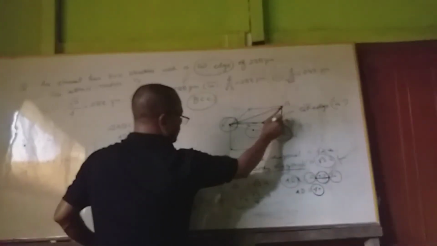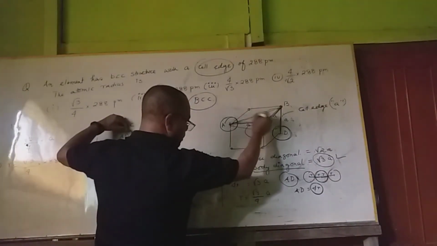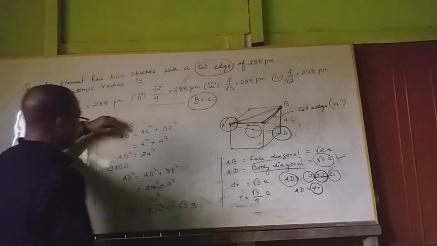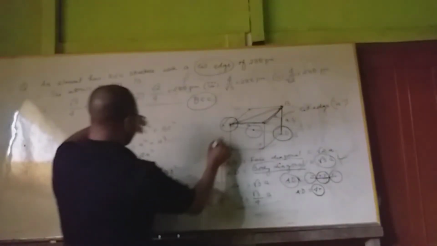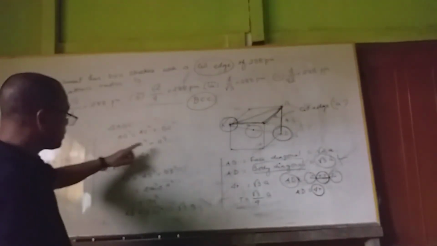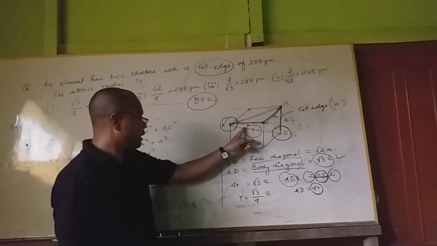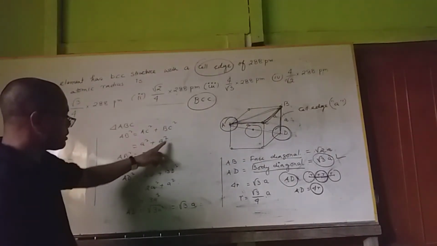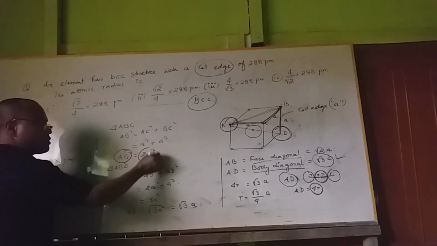For this triangle ABC, by Pythagoras theorem, AB square, that is the face diagonal, is equal to AC square plus BC square, the square of one side plus the square of the other side. What is the length of AC? As I said before, this is the length of this side, A. So A square plus A square, that means AB square is twice A square.